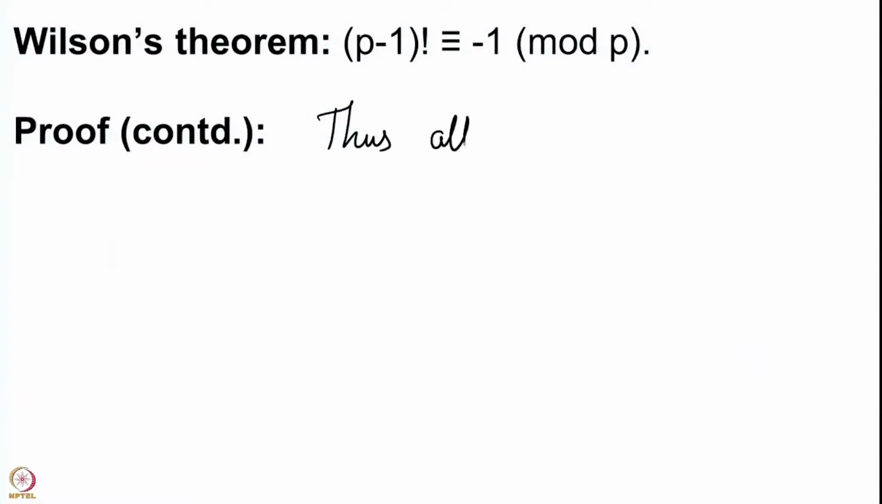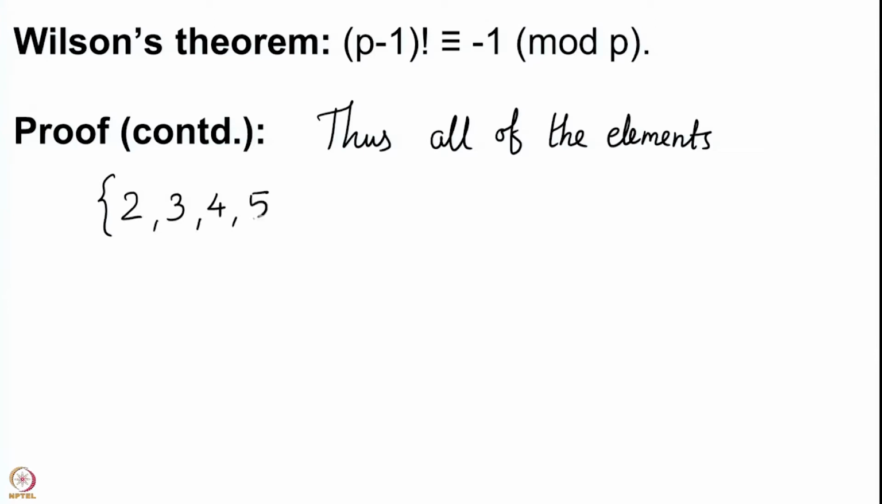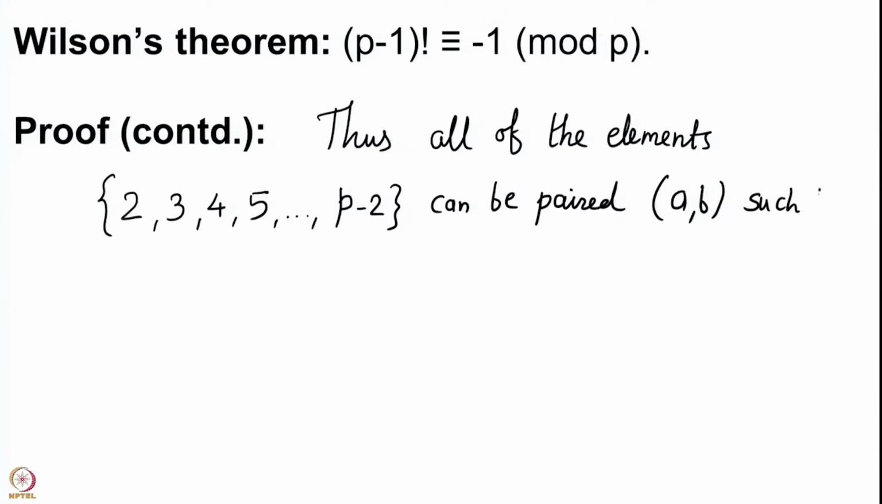Thus, all of the elements, I will not take 1, so I start with 2, 3, 4, 5 up to p minus 2, can be paired A, B such that AB equal to 1 in Z_p, or AB congruent to 1 modulo p.